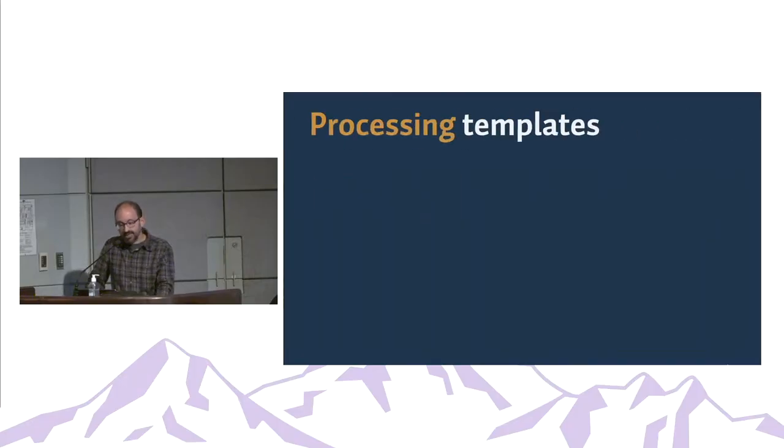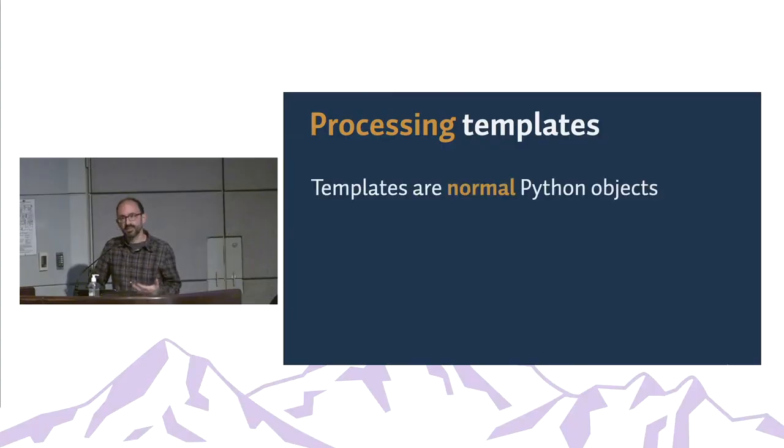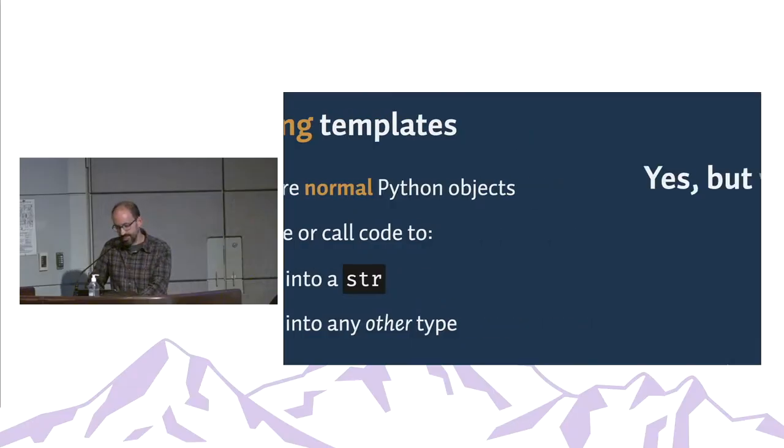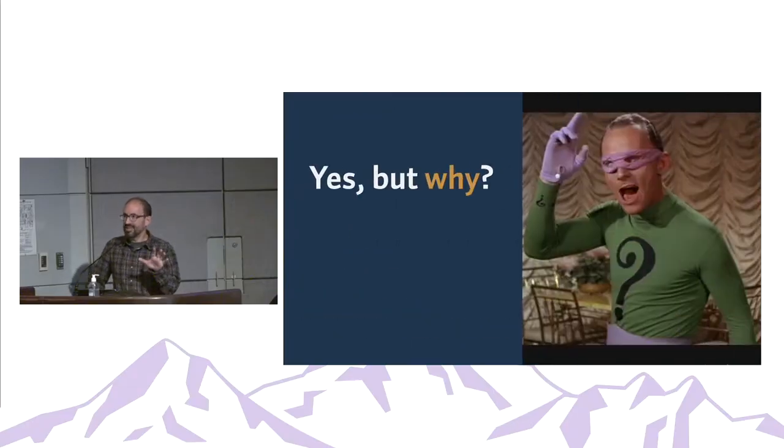Whew. All right, so this is a really silly example of what I call processing templates. And really, there isn't much complicated to think about here. Templates are normal Python objects, and you can write or call code to turn them into a string, or it's arbitrary Python code. You can turn them into any other type, and we'll take a look at some examples of that in a bit. But I do want to step back for a second and say, yes, but why? Why do we want these things?